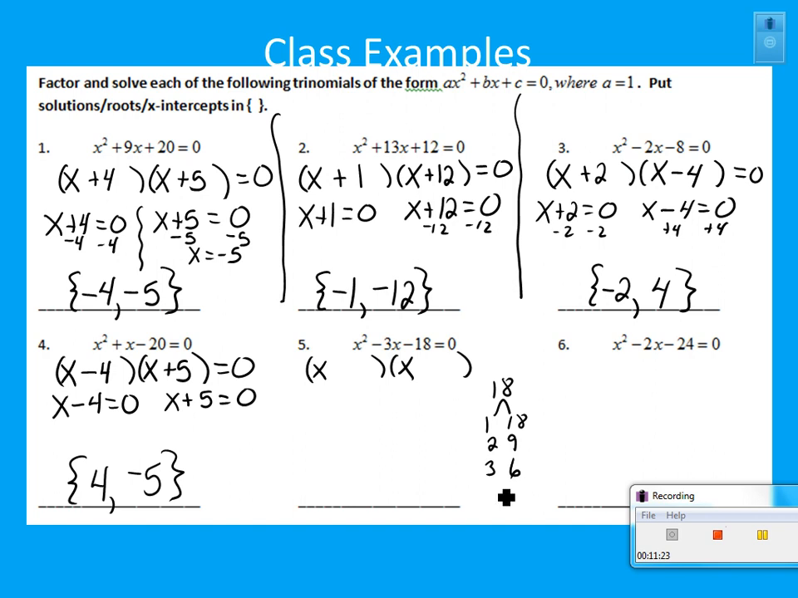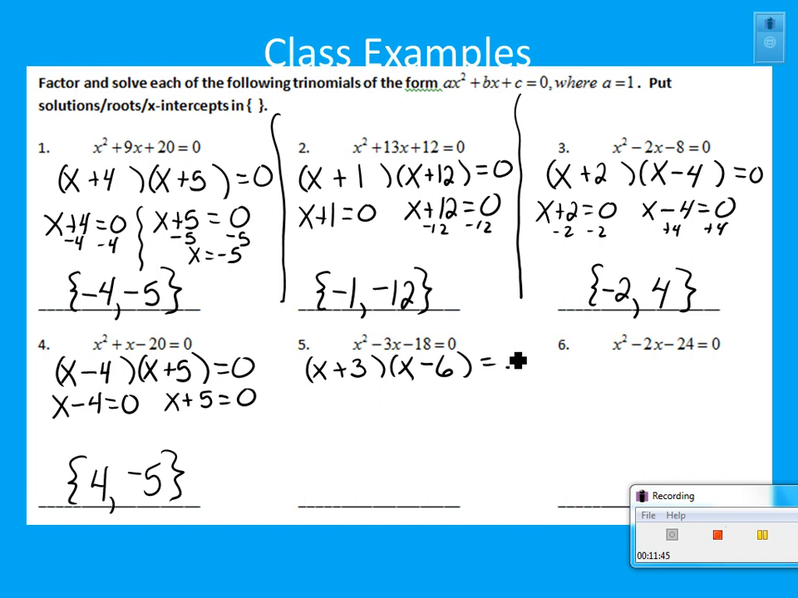Well, the ones I can make add up to be negative 3 would be a positive 3 and a negative 6 right there. So I'm going to put that in my parentheses up here, plus 3 and a negative 6. I'm going to get rid of this mess for you.